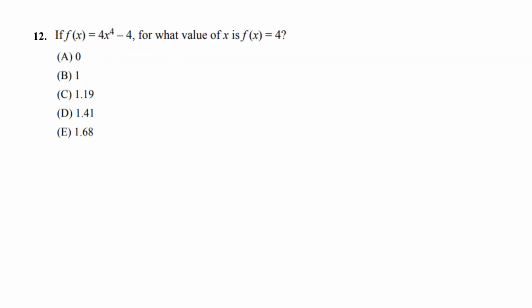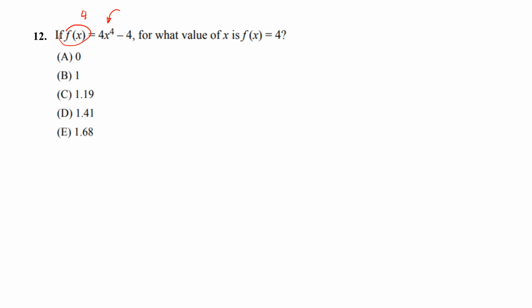This next problem asks us, if f of x is 4x minus 4, for what value of x is f of x equal to 4? Well, this is basically asking us, if we want this side of the equation to be 4, what do we need x to be? So let's see if we can do it by hand. A calculator is pretty useful too at this point.